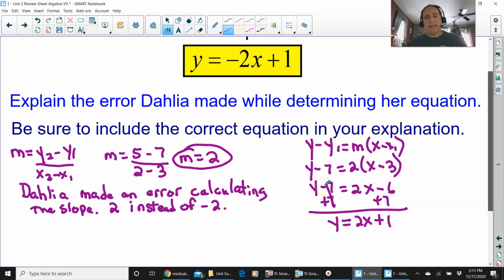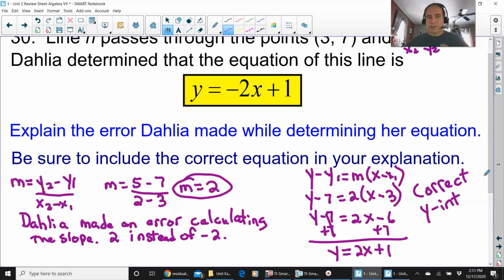So Dahlia had the correct y-intercept, but she didn't have the correct slope. She put a negative 2 instead of positive 2. So Dahlia made an error calculating the slope. The correct equation is y equals 2x plus 1.